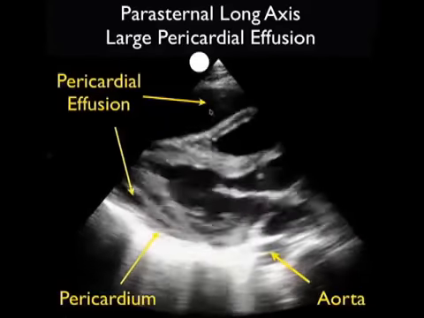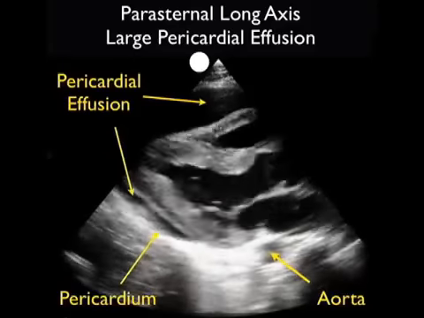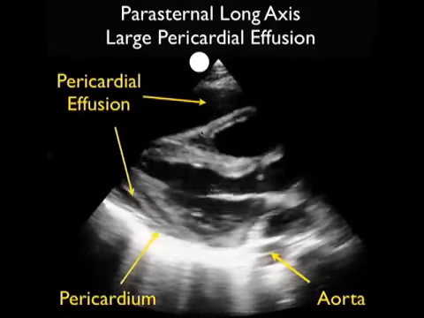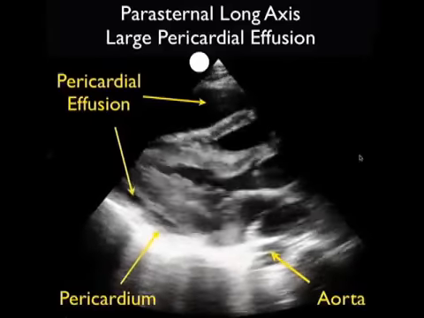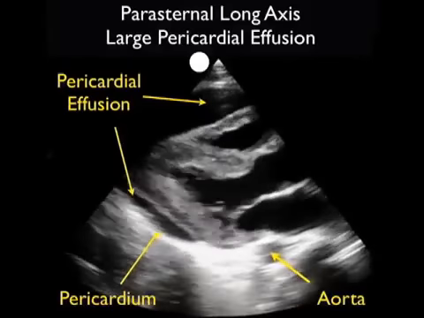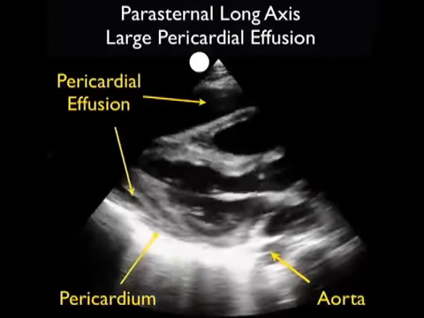With a small indicator arrow, I'll point to the anterior portion of the pericardial effusion and note the chaotic movement of the right ventricle as shown here. This is indicative of early tamponade or high pressures within the pericardial sac.